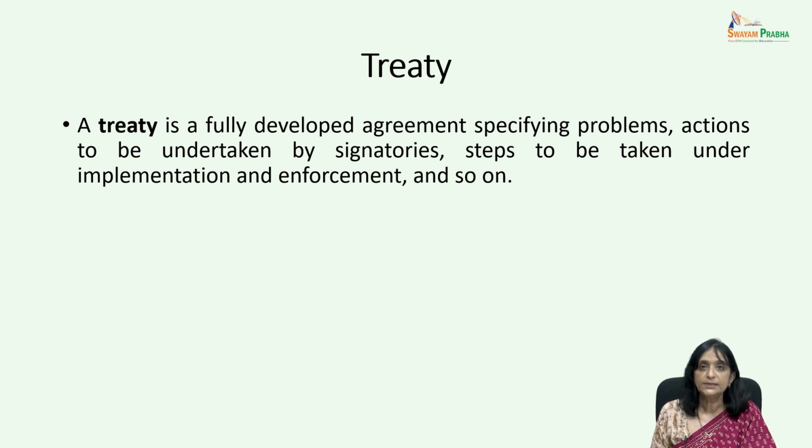Now the treaty, the third type of agreement. A treaty is a fully developed agreement specifying problems, actions to be undertaken by signatories, steps to be taken under implementation and enforcement, and so on. So a treaty is again one step further than the protocol. It's a fully developed agreement which specifies problems, actions which need to be undertaken by the signatories of this treaty, and steps to be undertaken for the implementation and enforcement also.